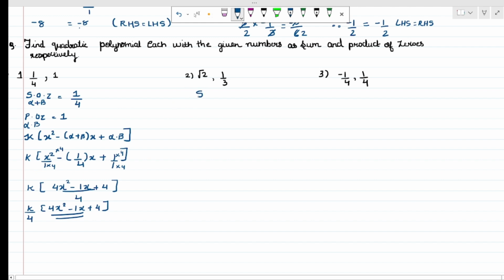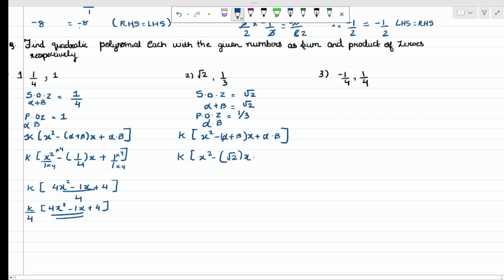Our sum of zeros in this case is under root 2. That means my alpha plus beta is equal to under root 2. And my product of zeros in this case is 1 by 3. Okay, my alpha into beta is equal to 1 upon 3. What is my formula? My formula is k x square minus alpha plus beta x plus alpha into beta. So write k as it is, x square as it is, minus what is my alpha plus beta? It's under root 2 times x plus what is my alpha into beta? That means product of zeros. It's 1 upon 3.